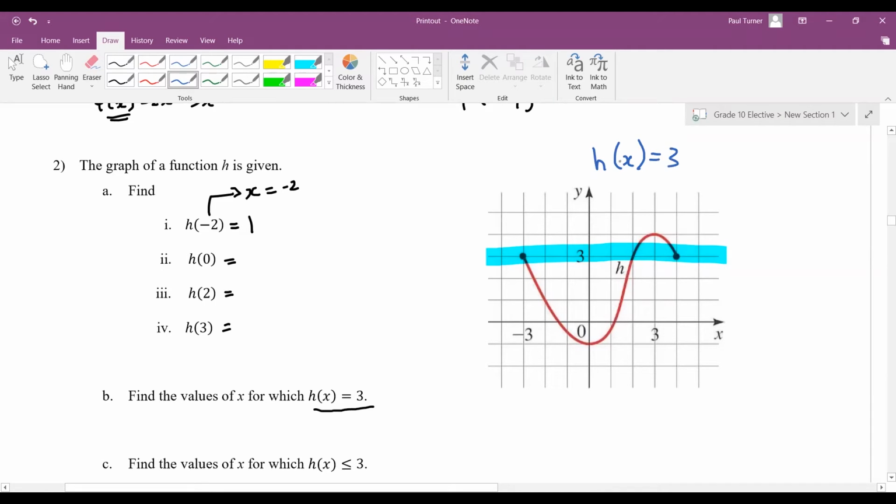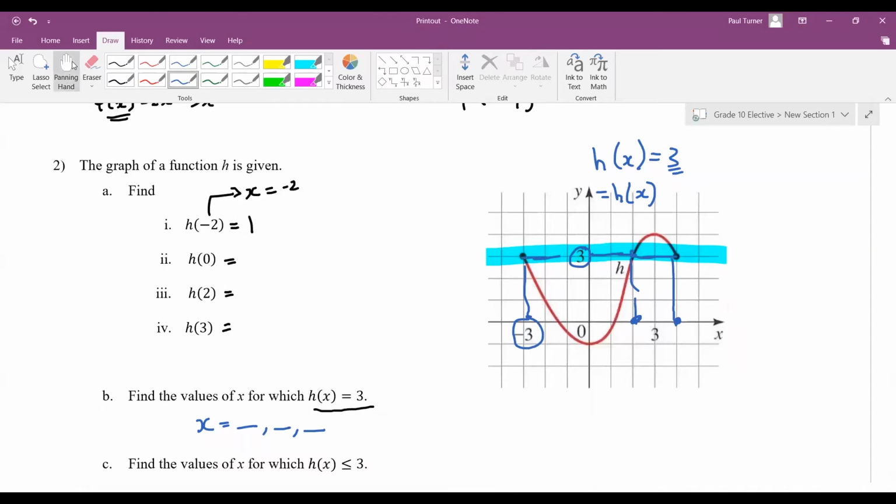equals 3. So what value of x, because this is equal to y, isn't it? y equals h(x). So what value of x will give a y value of 3? This is 3 here. So if you come across, you'll have this number, but you'll also have this number, and you'll also have this number. So this actually has 3 values. You can write them down, okay?